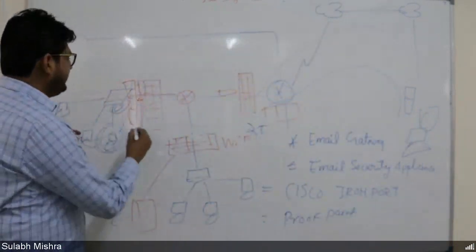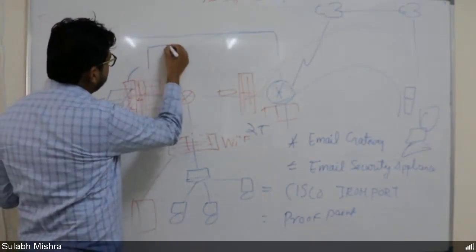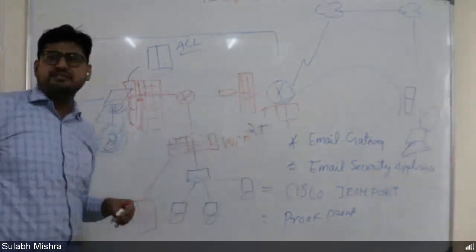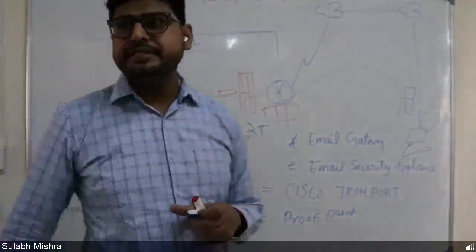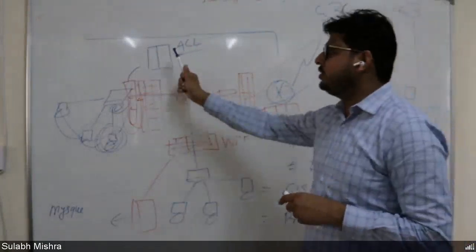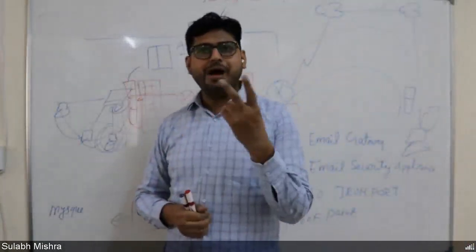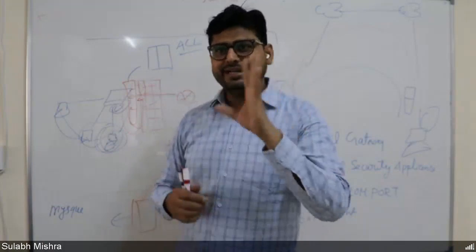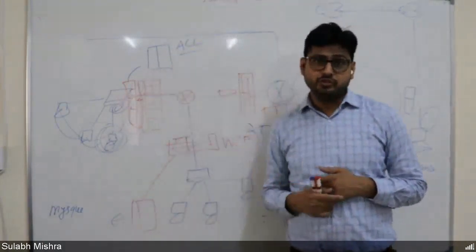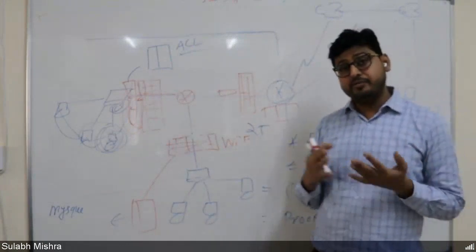So the email gateway, like firewalls, will have an ACL. ACL stands for access control list, right? Again, it will have two parts: dynamic and static. Let's say you bought this Iron Port email gateway from Cisco.